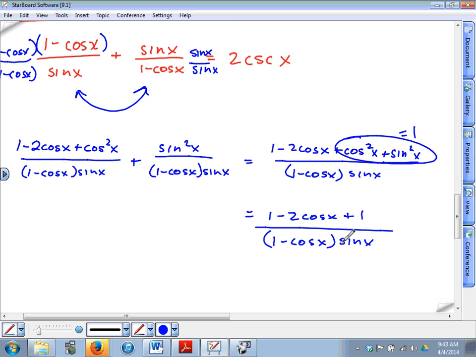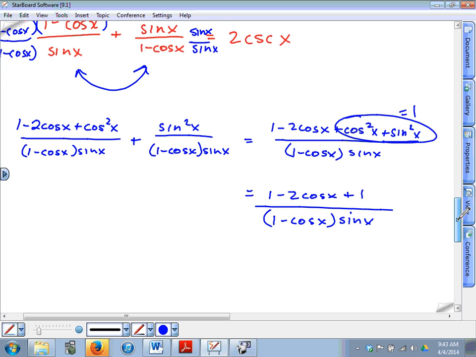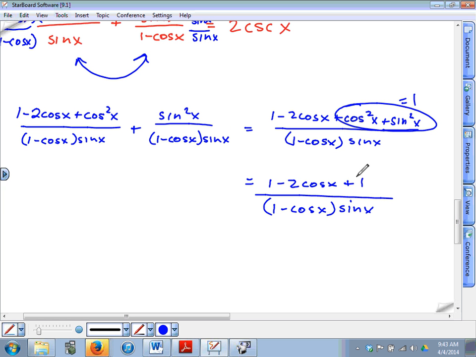You may just combine the bottom. Let's not do that. Combine the bottom. Well, wait a minute. Do these ones really cross out? Oh wait, no, they act... They become 2. So this equals 2 minus 2 cosine of x over 1 minus cosine of x, sine of x.